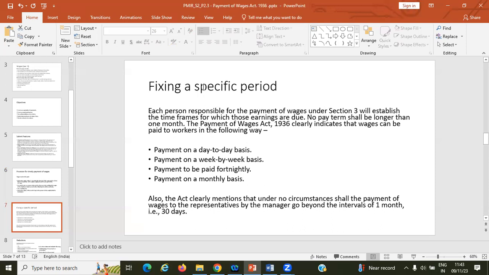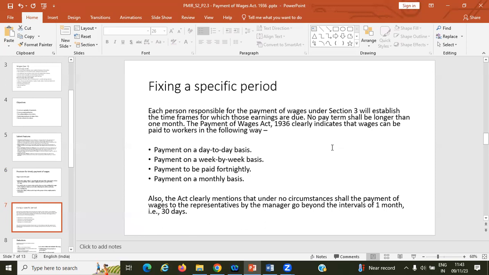This specific period, the fixed wage period, is section 3. Section 3 will establish the time frame for which those earnings are due. No pay term shall be longer than 1 month. 1 month is the maximum duration. So you cannot say, okay, I'll pay in 2 months or 3 months. Your wage period will be maximum 1 month. No wage period should be longer than 1 month.